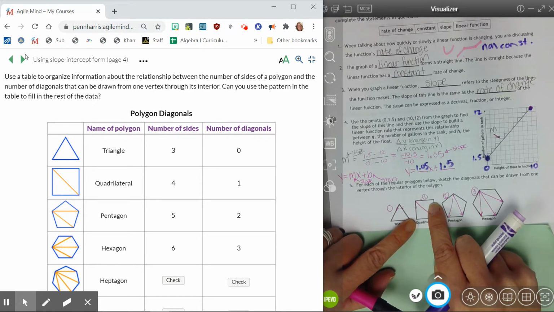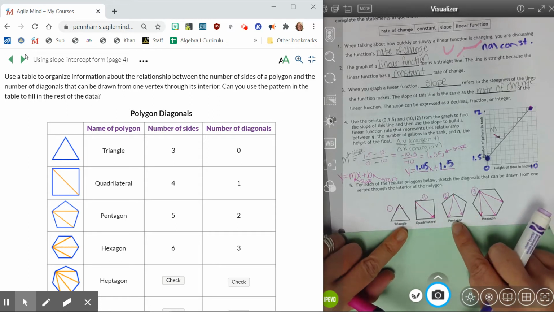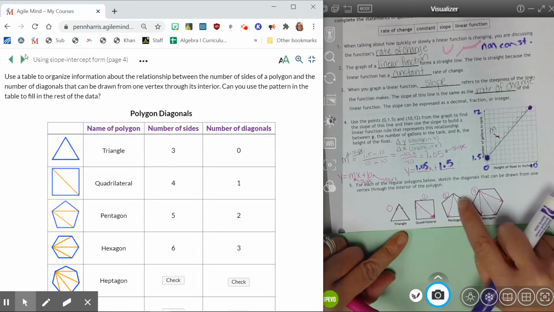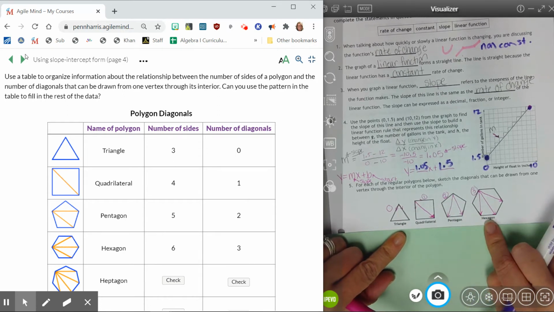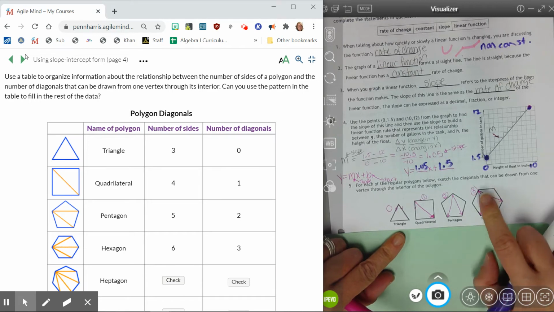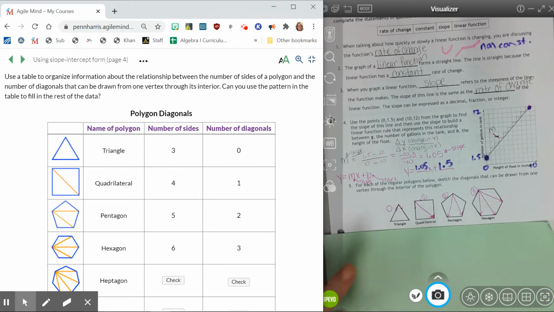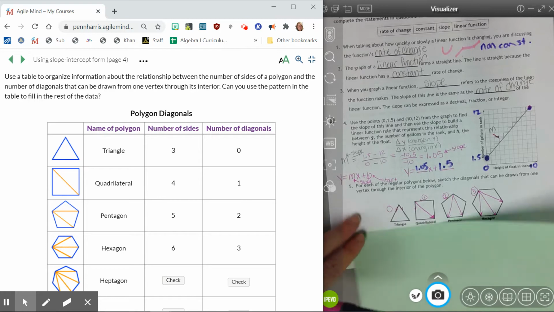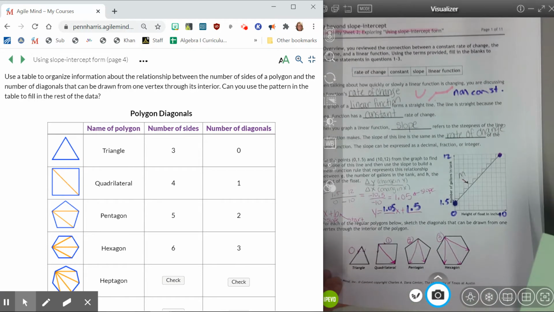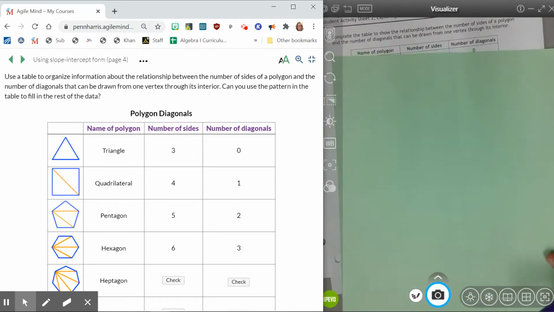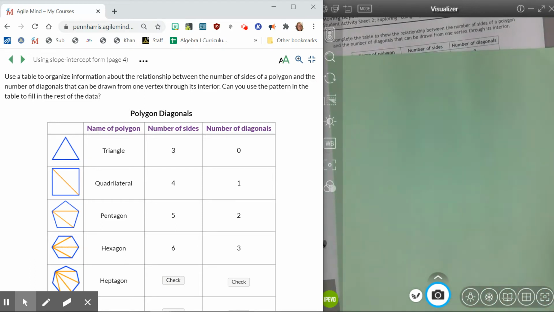If I have a pentagon, which is 5 sides, that gives me 2. And a hexagon, which is 6 sides, gives me 3 diagonals. Okay, so we have this table here, and if you flip your page, we have this table over here that just wants us to plug in the number of sides.